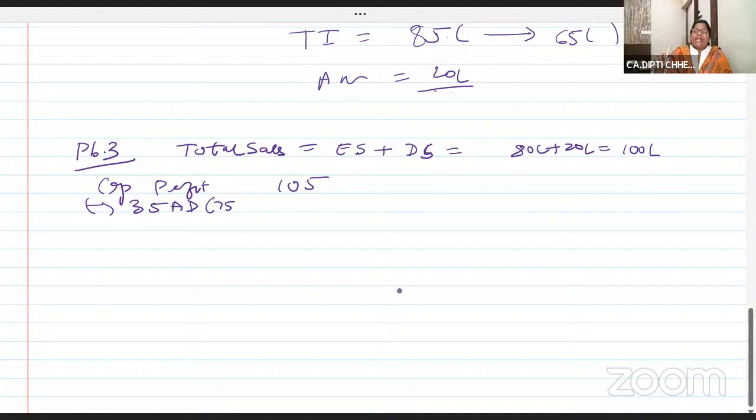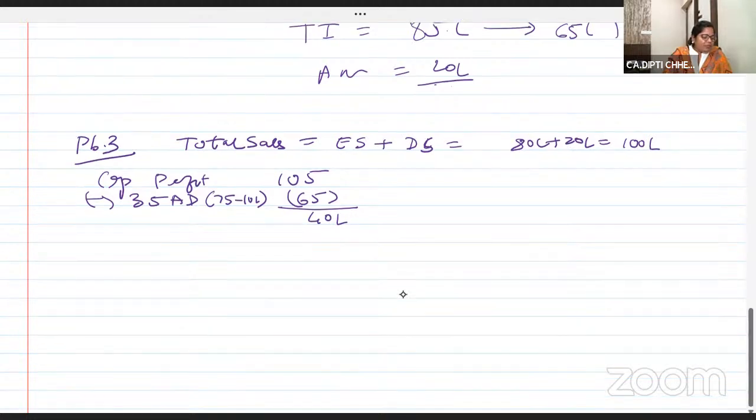It's 75 lakhs land and building, but land is not allowed, so only building we will take. So what is your normal profit? 40 lakhs. Regular profit is 40 lakhs.